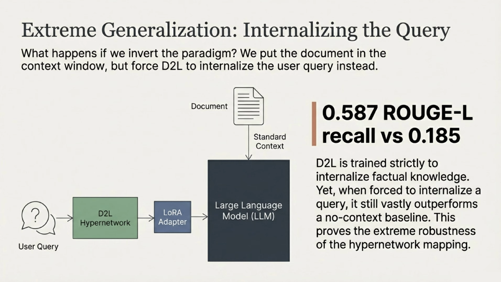We also tested the hypernetwork's extreme generalization by internalizing the query itself. What happens if we invert the paradigm? We put the document directly into the standard context window, but we force D2L to internalize the user's query instead. Even though D2L was strictly trained to internalize factual knowledge from documents, it achieved a 0.587 ROUGE recall score compared to just 0.185 for a baseline with no context. This completely proves the extreme robustness of our hypernetwork mapping.